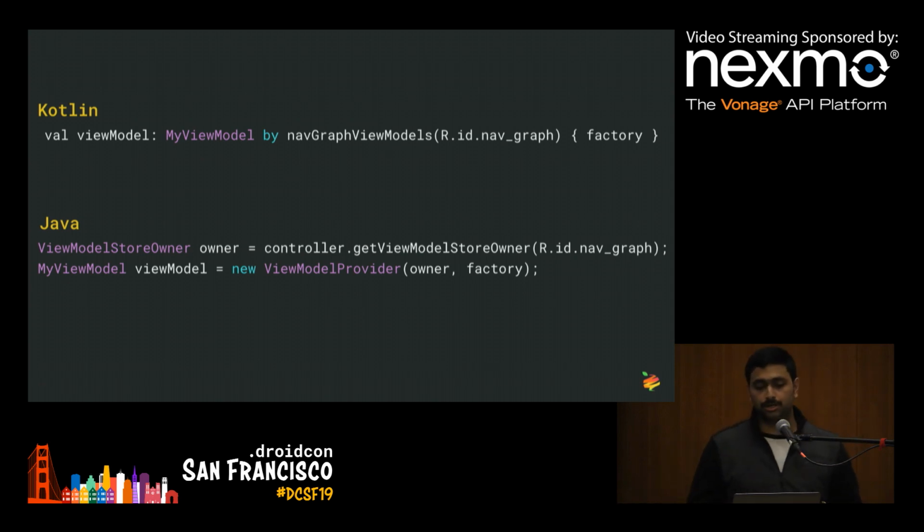What you can do is you can say by navGraphViewModels. So if your registration flow is a nested graph or a graph on its own, then you can just say by navGraphViewModels and pass in the ID of the navgraph. That's it. So your ViewModel will be created when the user enters the navigation graph, and it will be destroyed by the time they exit the navigation graph. If you're using Java, then you can just use the ViewModelStoreOwner and use ViewModelProvider to create your ViewModel. That's about it.